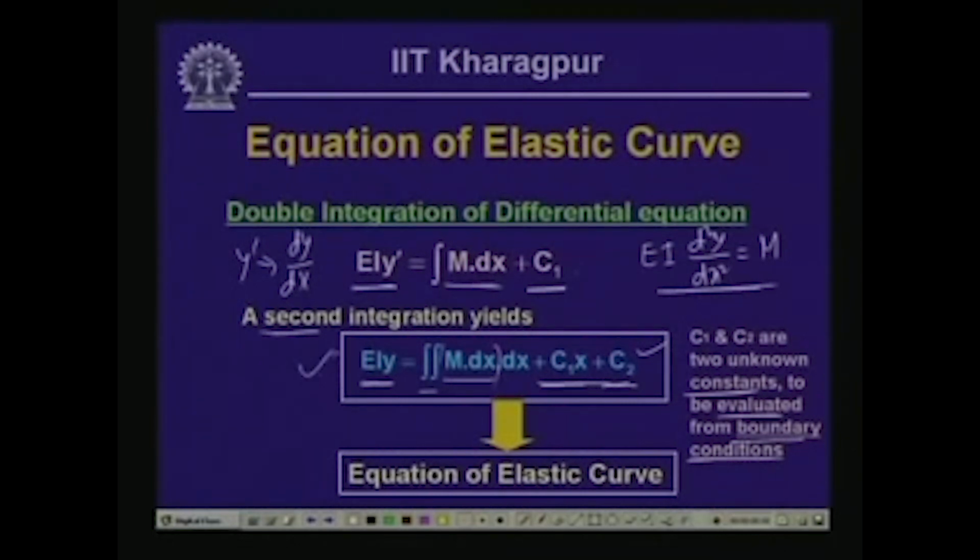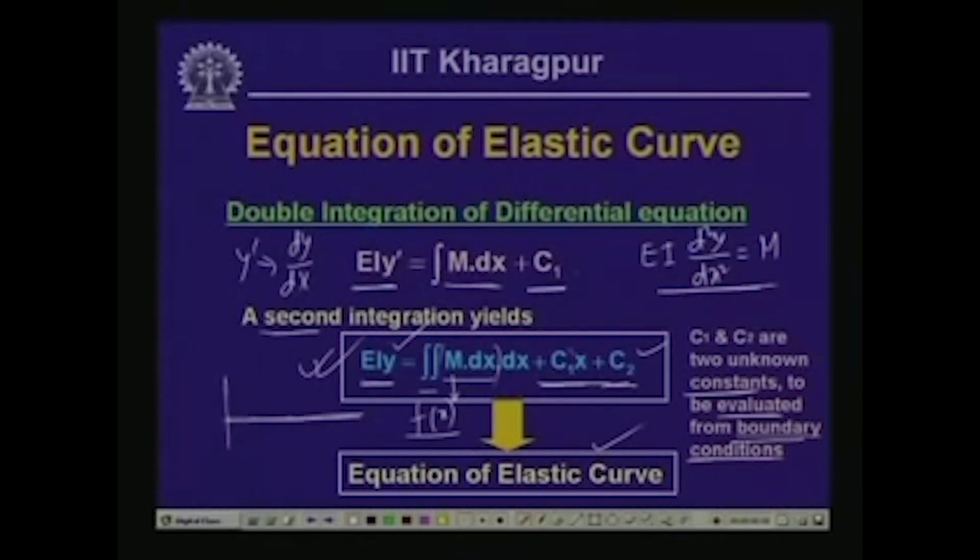From this, we can write y as a function of x, because moment is a function of x in the beam, as we have seen in the past, and y can be evaluated along the length of the beam. At different points we can get the value of y, and if we plot the value of y along the length of the beam, that gives us the deflection curve, or the elastic curve.